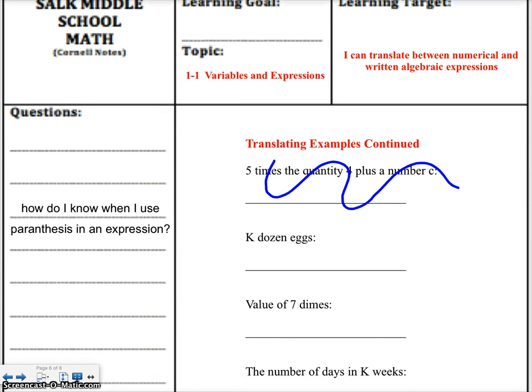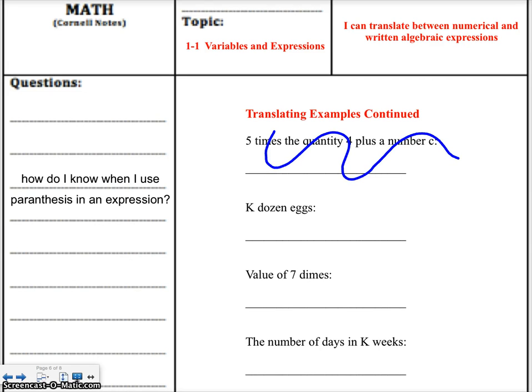That's 8th grade stuff, yeah? So, to translate k dozen eggs. Well, how many eggs are in 1 dozen? 12. 12, so it would be 12k. Unless you have a baker's dozen, that would be 13. The value of 7 dimes.